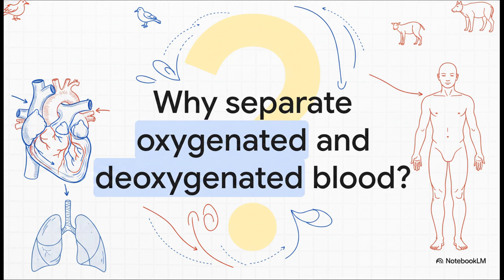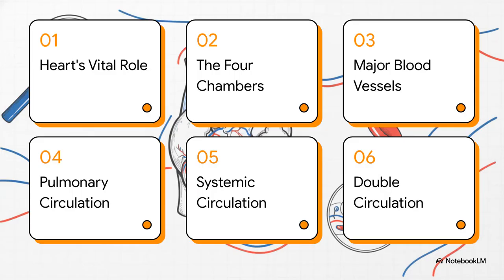We're going to start with the ultimate biological question here. Why do mammals and birds even need such a complex, separated heart system in the first place? Before we draw a single line, we really have to understand the biological purpose of what we're actually looking at. So, here's our blueprint for today. We'll cover the heart's vital role, map out the four chambers, label the major blood vessels, trace the pulmonary and systemic circulation paths, and wrap it all up with a double circulation summary.